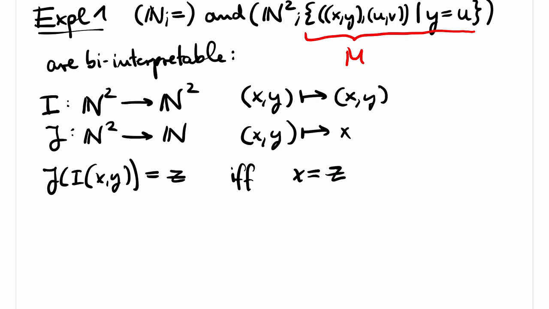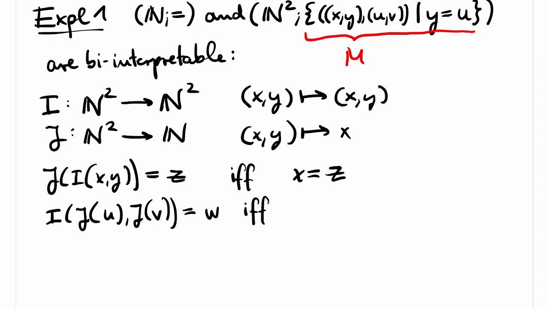The situation if we first apply J and then I is much more interesting. So we have a pair u and a pair v, and we would like to define that I composed with J applied to these two pairs equals some other pair w. So we have to express that the first entry of u equals the first entry of w, and that the first entry of v equals the second entry of w. That the first entry of v equals the second entry of w is easy to express with the relation M, by M applied to w v.